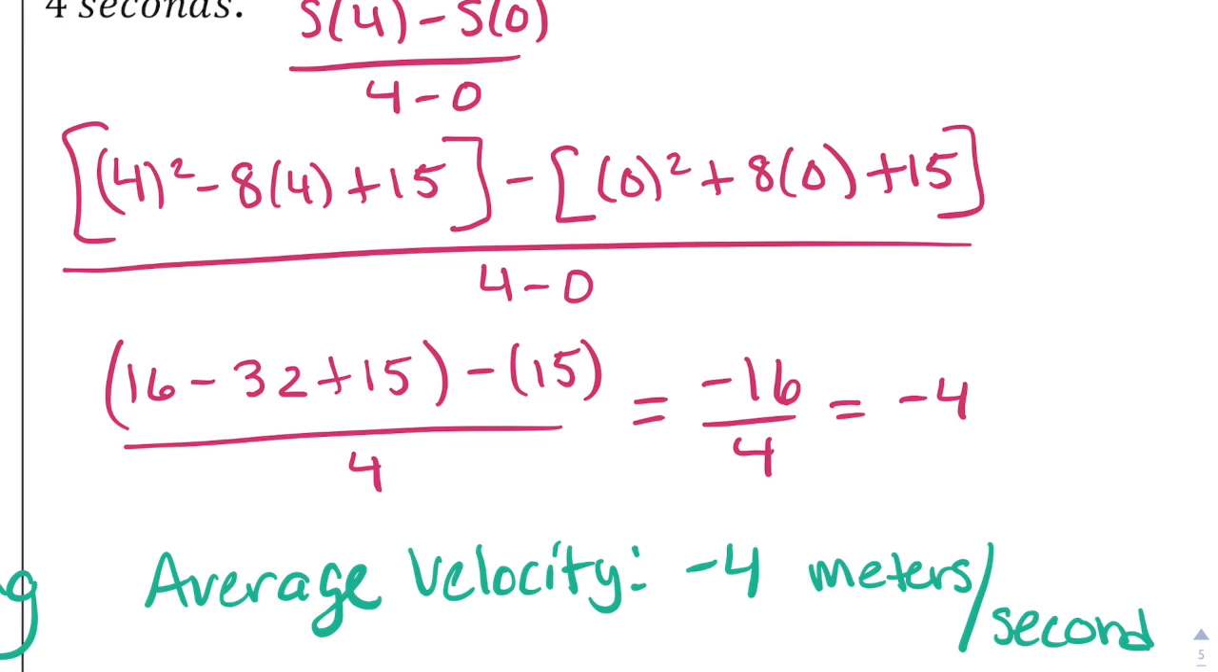So it means it could have moved maybe 6, then 4, then let's say 8 in the first second, and then 6, and then 2, and then negative 2. Whatever it ended up moving, it was an average of negative 4 meters per second.